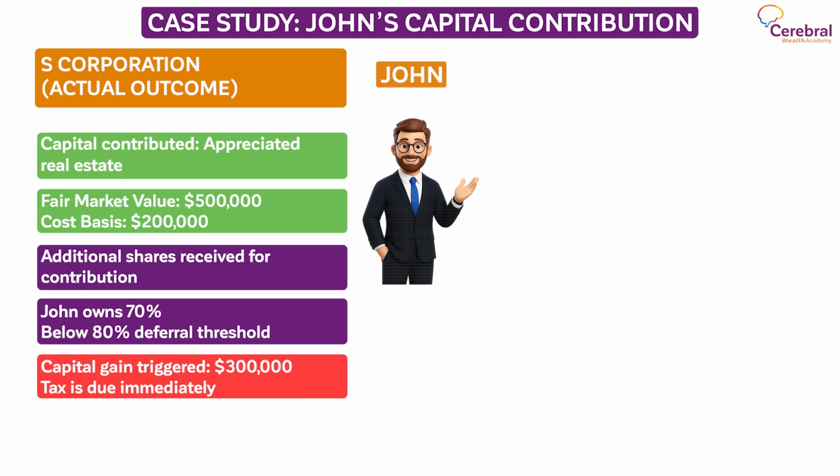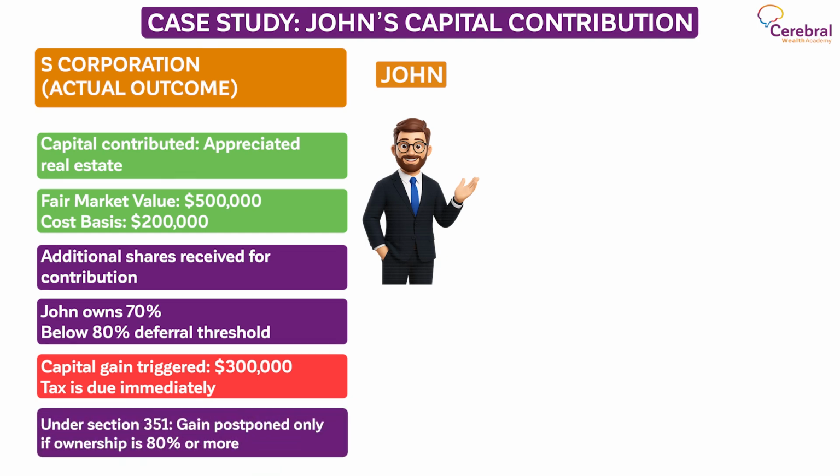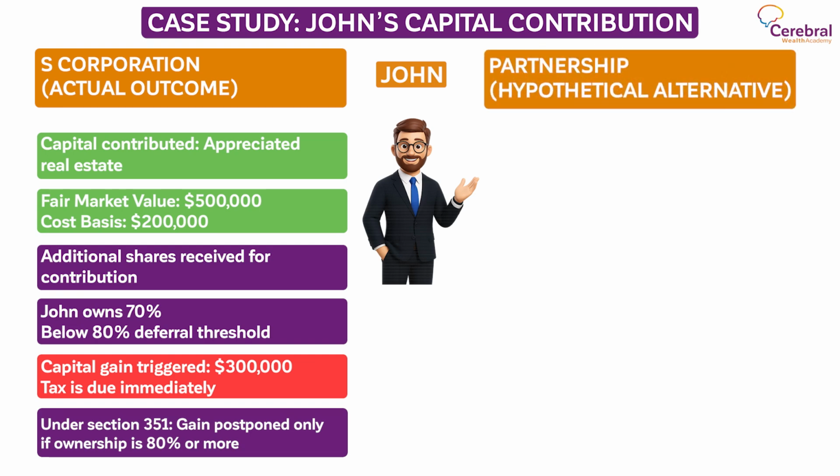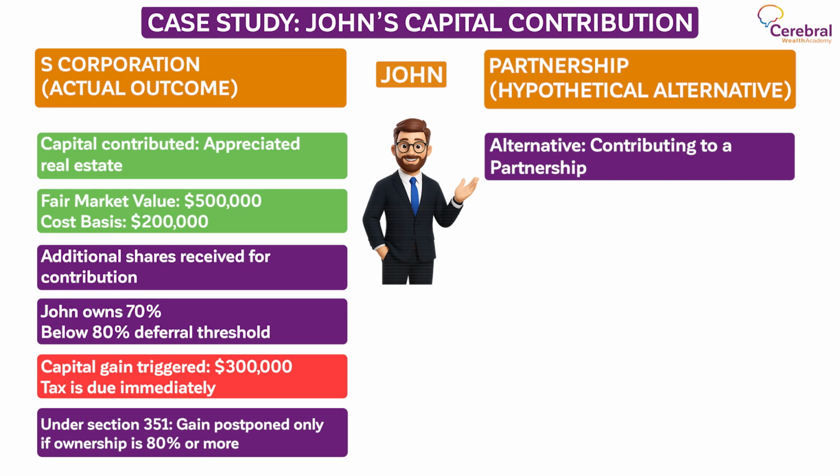Therefore, the $300,000 capital gain in the appreciated value of the property takes effect at the time of contribution. Had John owned 80% or more of the corporation, this transaction could have qualified for tax deferral, and no immediate gain would have been recognized. John's tax position could potentially have been more favorable if he were a principal in a partnership rather than a shareholder in an S Corporation.